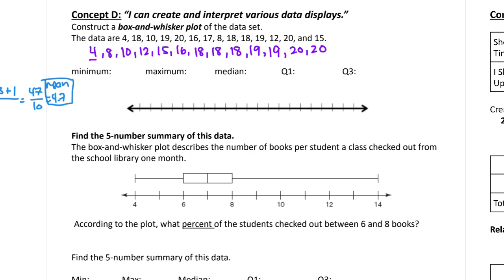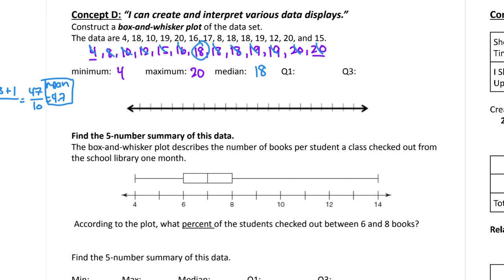So my minimum is here, that's 4. My maximum is going to be 20. And then my median, I'm just going to cross off until I reach the middle. So my median is going to be 18, in particular that first 18.